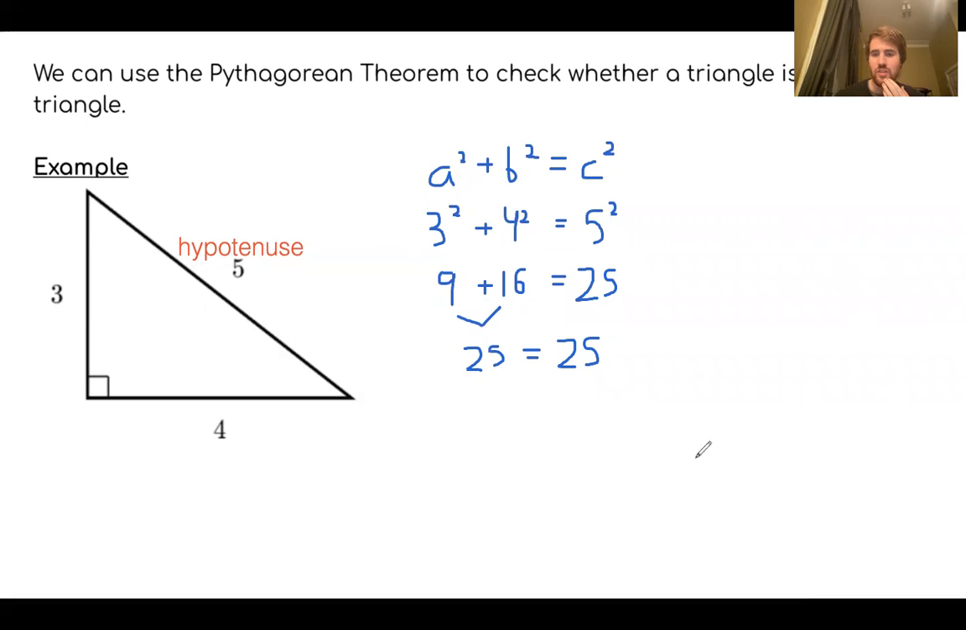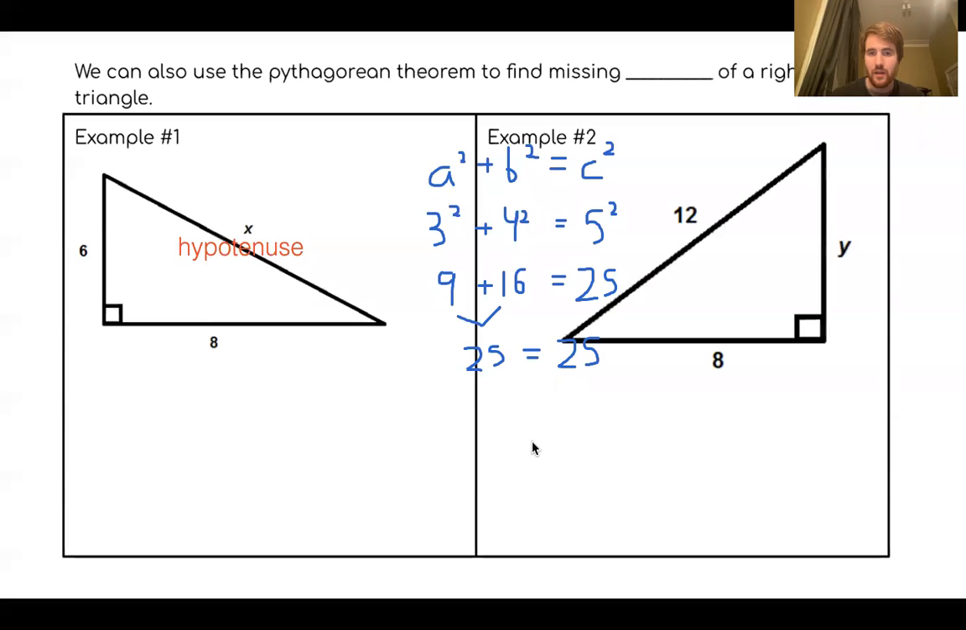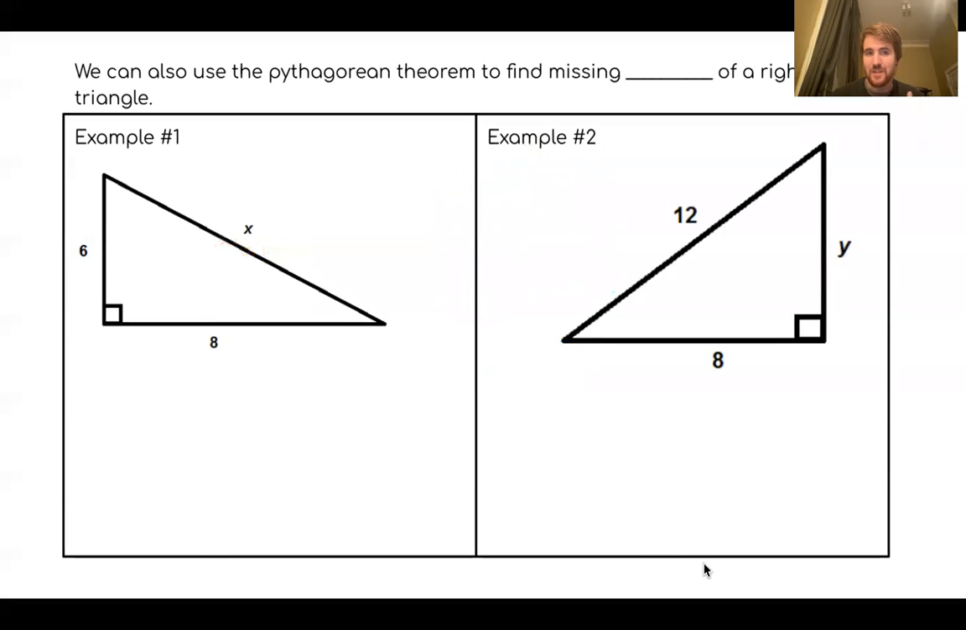But this isn't the only reason the Pythagorean theorem is useful. It's also useful because, and I'm going to pause here if you need these notes, because I'm going to go on to the next slide, it can help us find the missing sides. So here in example number 1, you'll see we have a right triangle. We don't know what x is. We want to figure it out. So we're going to use the Pythagorean theorem to figure that out. We can use the Pythagorean theorem to find missing sides of a right triangle. That's what goes in the blank here.